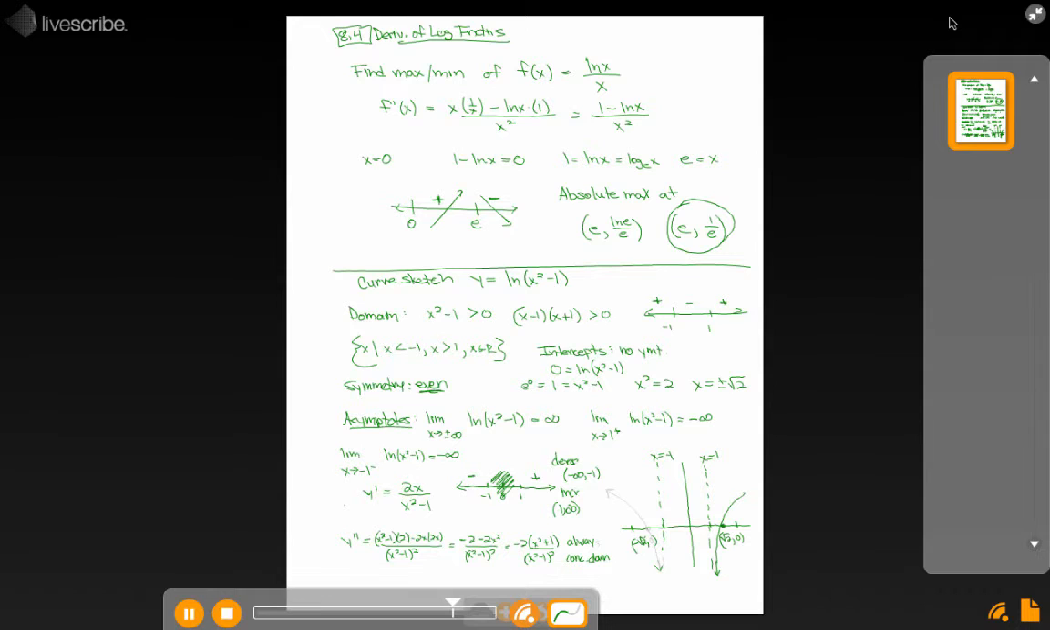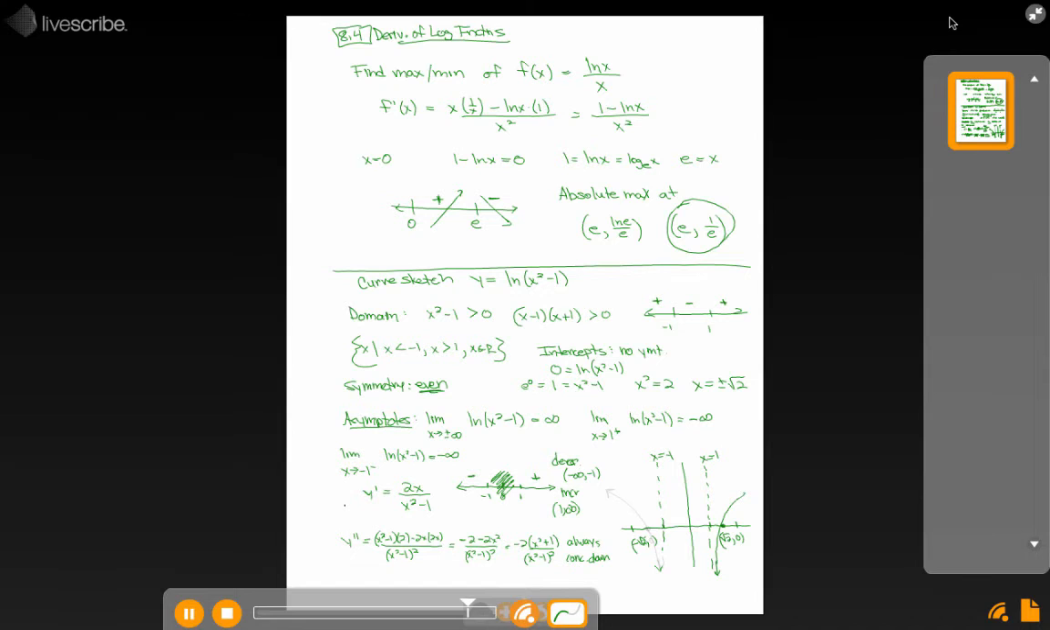So second derivative takes a bit more work. You have to do the quotient rule, but if you do it carefully, you end up with something where you realize you've got -2 times something that's always positive divided by something that's always positive. So it turns out that this second derivative will always be negative everywhere in our domain, so it means we're concave down everywhere.